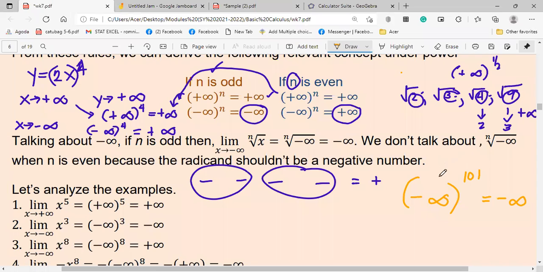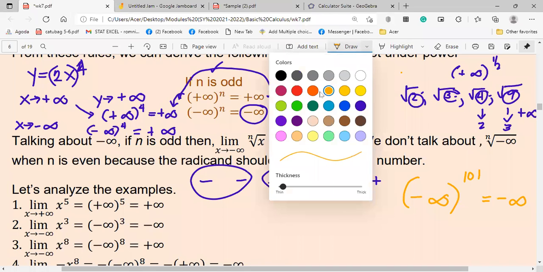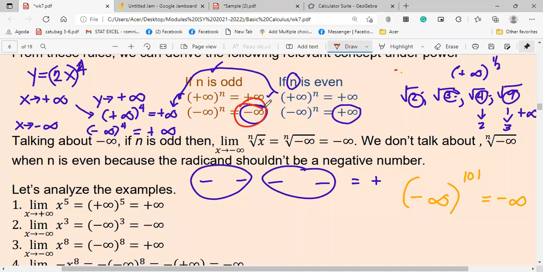Kailan lang ba siya nagiging negative infinity? Don't you know, class, that when you are reviewing this concept, kung tutuusin, dito ka na lang magpo-focus eh. Dito na lang. Kailan nga ba siya naging negative infinity? Kung lahat sila ay positive infinity, then when will it be negative? First clue, n is odd. And this is negative infinity. Yun lang. So pag nag-memorize ka ng ganyan, dun ka lang nakafocus.